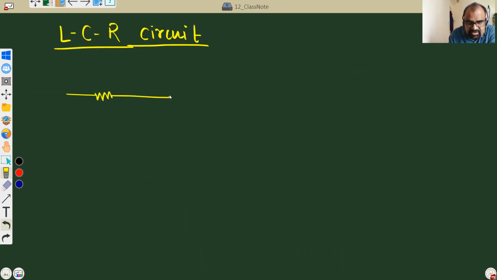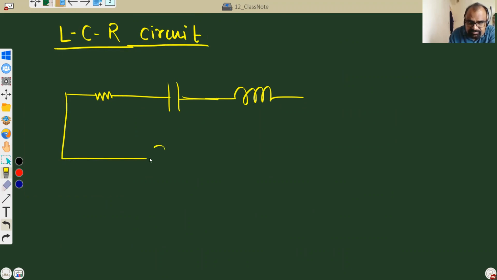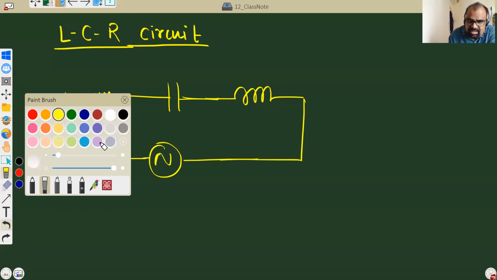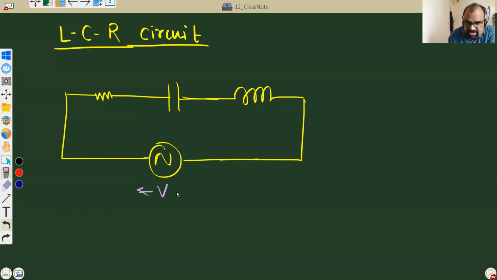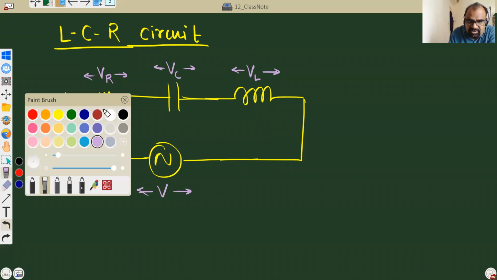We have a resistor, we have a capacitor, we have an inductor connected to an AC source. Now here we will write only the RMS values. So this voltage is V. The voltage across resistor is VR. Voltage across capacitor is VC. Voltage across inductor is VL. These values will be given to you.